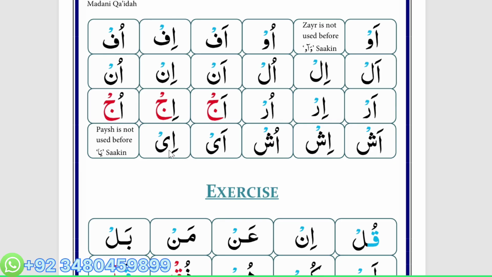Hamza Ya zer ee. We have learned that if zer comes before Ya sakina, then Ya will be converted into Ya madda, so you need to stretch it up equal to 1 second, like Hamza Ya zer ee in this way. But in Arabic, pesh is not used before Ya sakina.